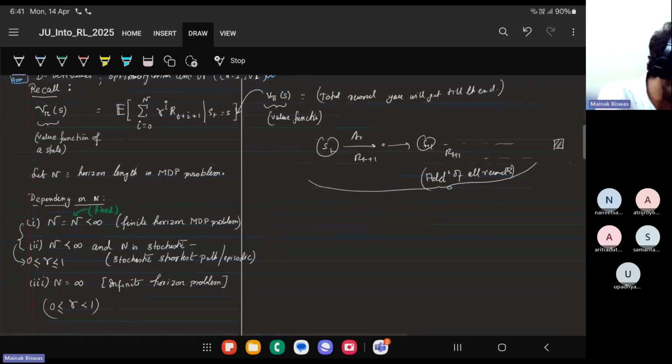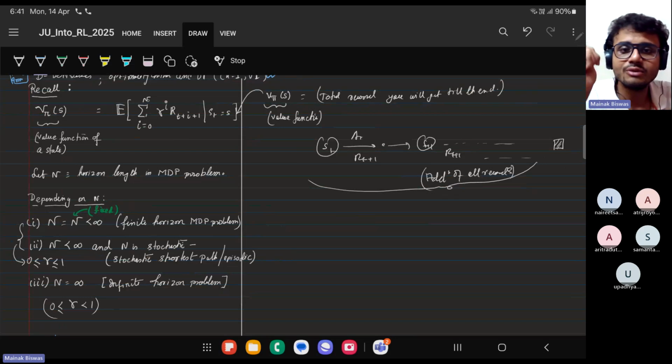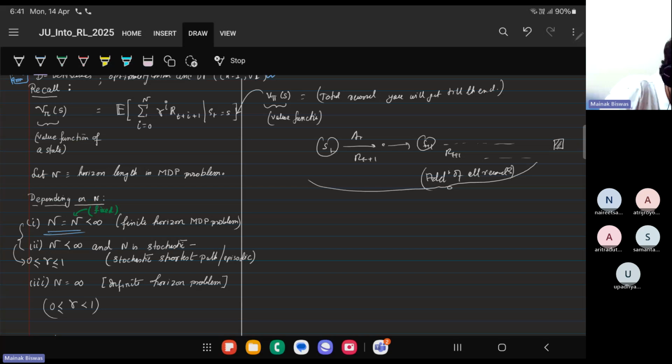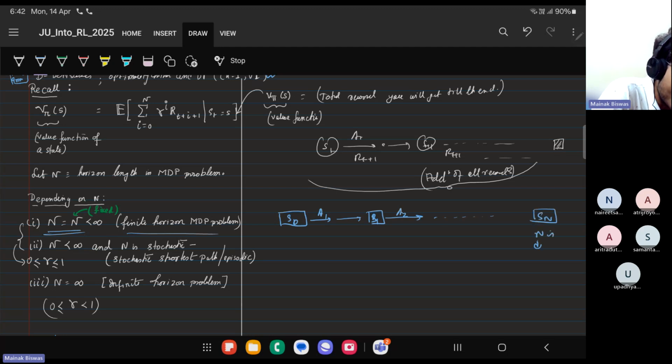Anyway, fine. Now I'll show you we'll deal with two types of problems. First, today's one, that is when n is fixed. Next day we'll be dealing with another class of problem where n is finite, but stochastic. So today we'll do a simpler version, which is called the finite horizon MDP problem. It's called finite horizon because of something like this. You are in S0, you take an action, you go to S1, you take an action A2, and you keep going until you reach Sn. And this n is deterministic, it is fixed.